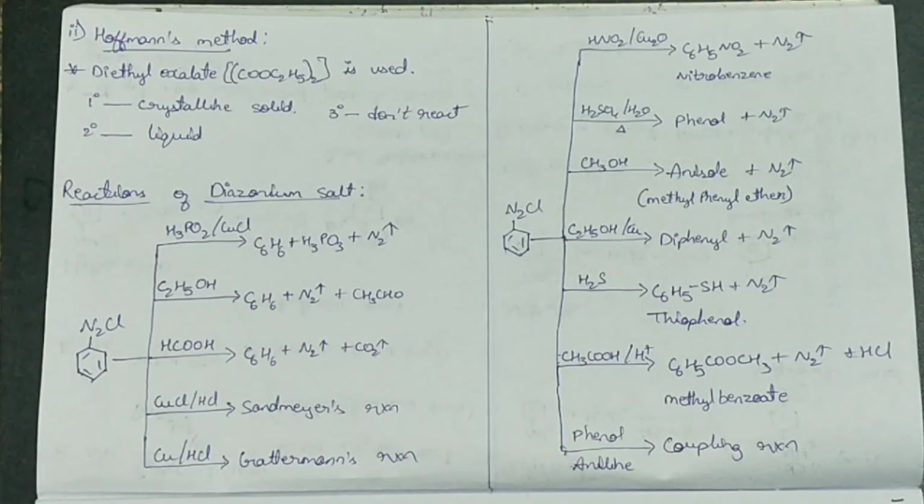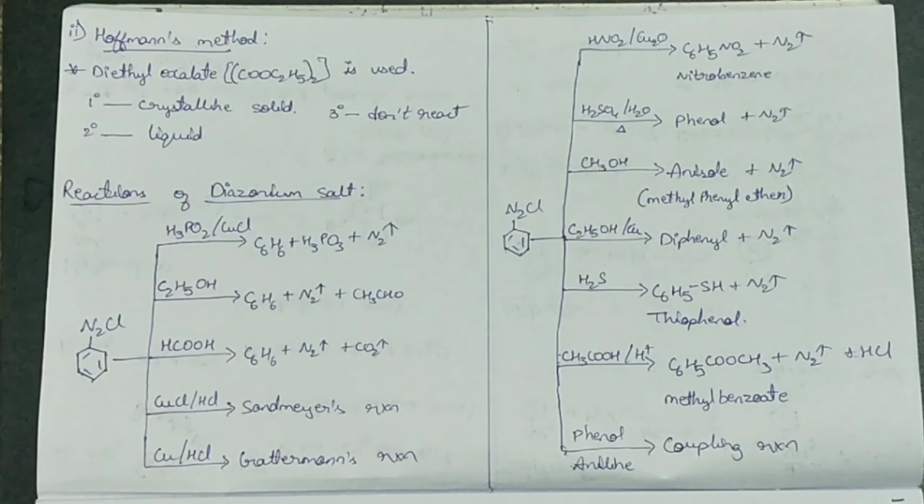So next, another important method to distinguish primary, secondary and tertiary amines is Hofmann's method, in which diethyl oxalate will be used. Primary amine, when it reacts with diethyl oxalate, forms a crystalline solid, whereas secondary amines will be in the liquid state, and tertiary amine does not show any reaction with Hofmann's reagent, diethyl oxalate.